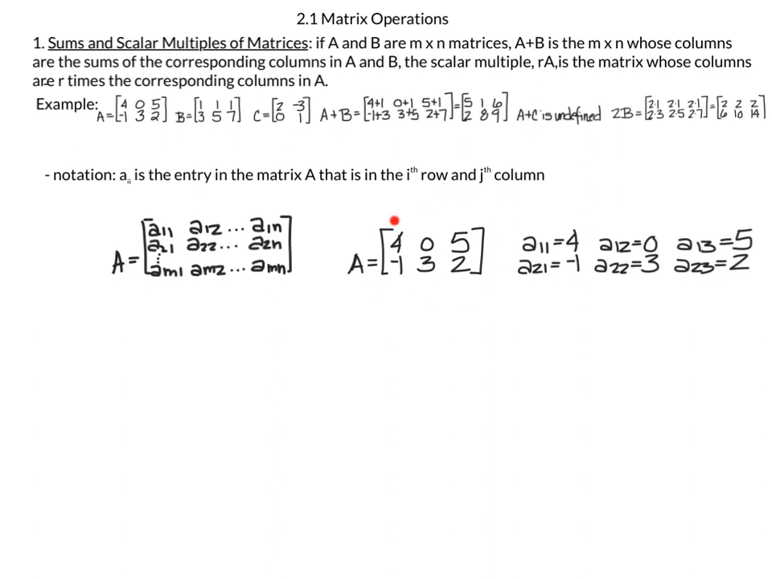So for example, given my matrix A that we looked at before, that's 4, minus 1, 0, 3, 5, 2. A11 is the entry that's in the first row, first column. That would be 4. A12 is the entry in the first row, second column, so that would be 0. A13, first row, third column, will be 5. A21, this is second row, first column, so here it will be minus 1. A22, again, second row, second column, will be 3. And A23, that's the second row, third column, so that'll be 2.